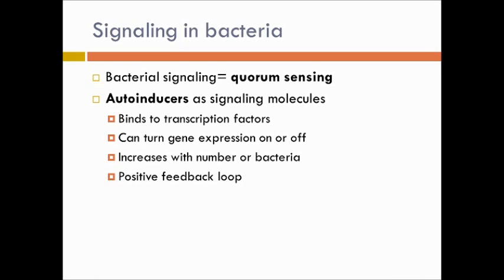So in the case of bacteria, instead of ligands, their signaling molecules are known as autoinducers. These autoinducers will bind to transcription factors, which can turn gene expression on or off. Autoinducers will increase with the number of bacteria, which is a positive feedback loop. So the more bacteria there are, the more signaling there is. So that's how bacteria are able to communicate with one another to allow things like bioluminescence to occur.